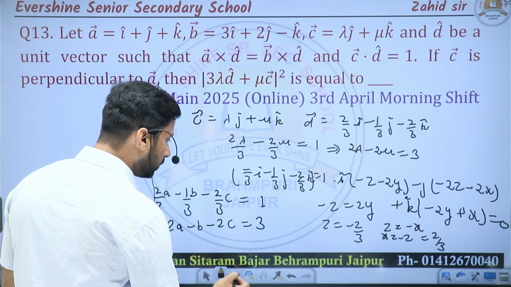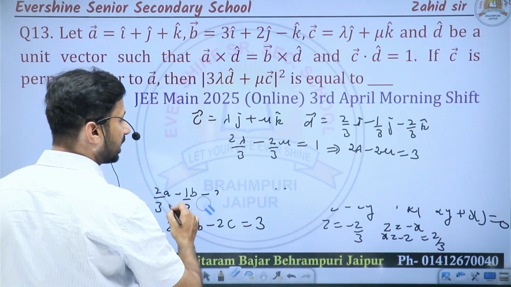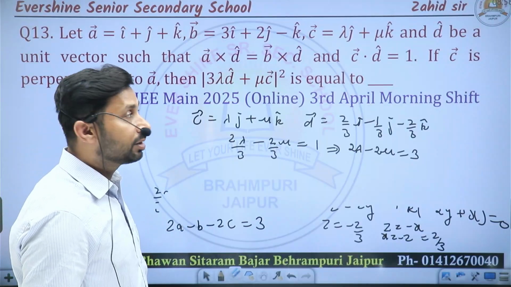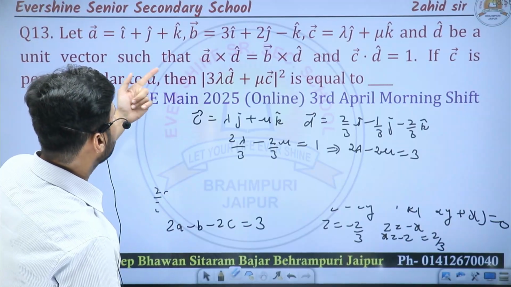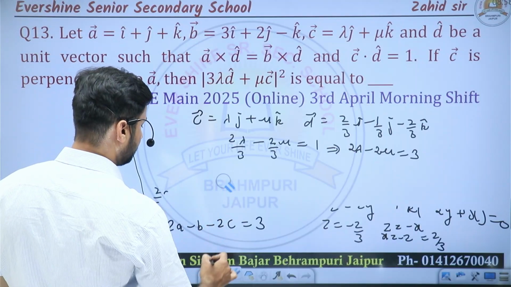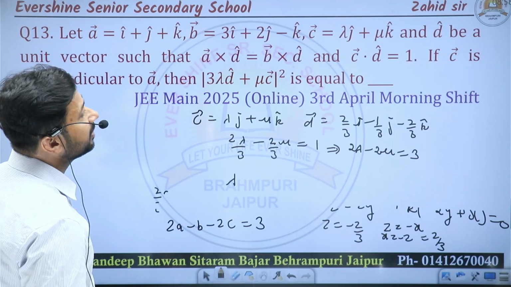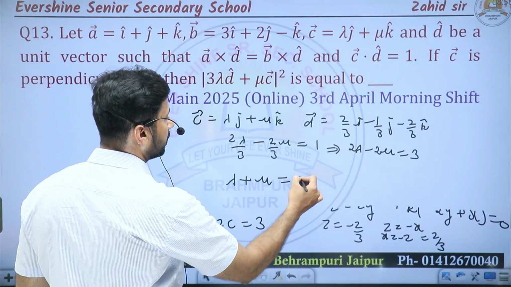Now second, a dot c is 0 because vectors a and c are perpendicular, so their dot product will be 0. So a is here and c is here. It will be lambda plus mu equal to 0.